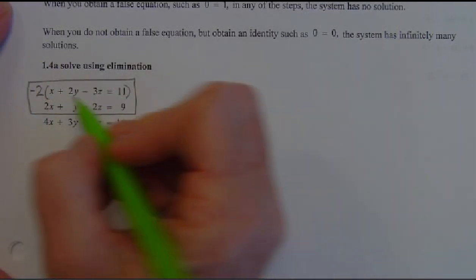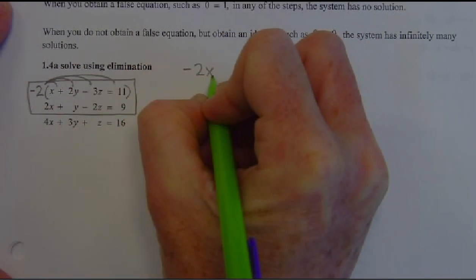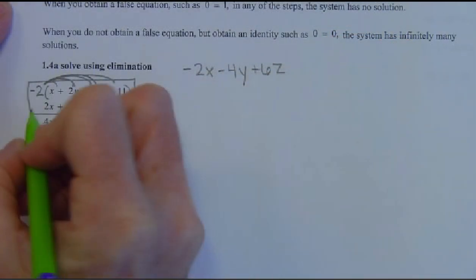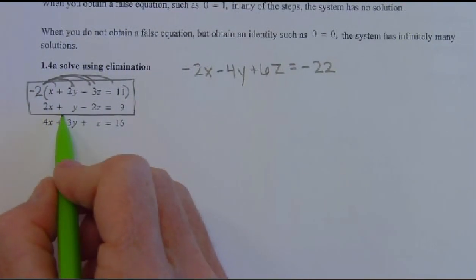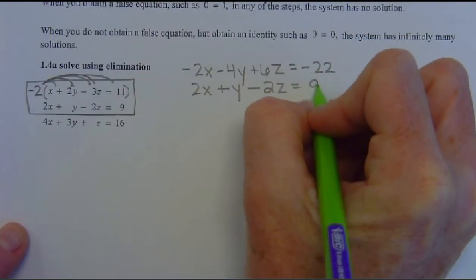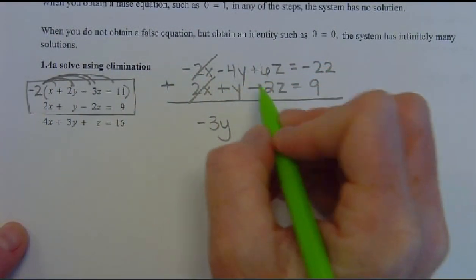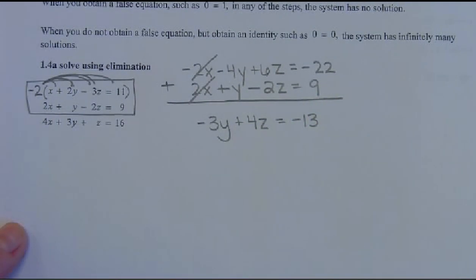So off to the side here, I'm going to distribute that -2 through to all four pieces. So that becomes -2x minus 4y plus 6z equals -22. Once I do that, I'm then just going to take my second line and write it underneath it just to stay organized. Once I get to that point, I'm then going to add down. So when I add down, my x's cancel. I have -3y plus 4z equals -13. And that's my first step.